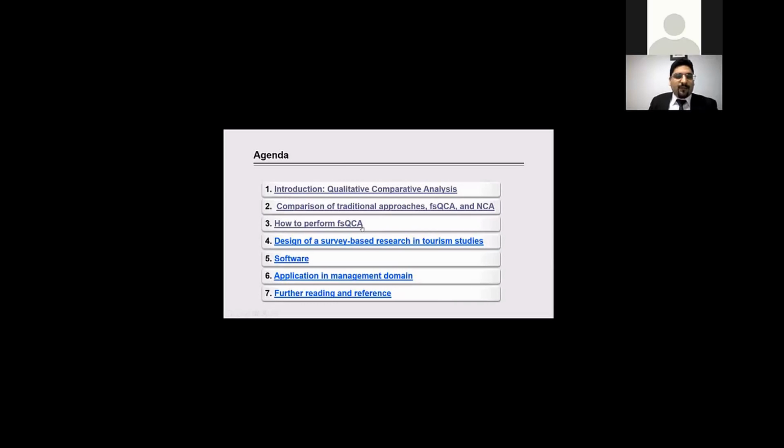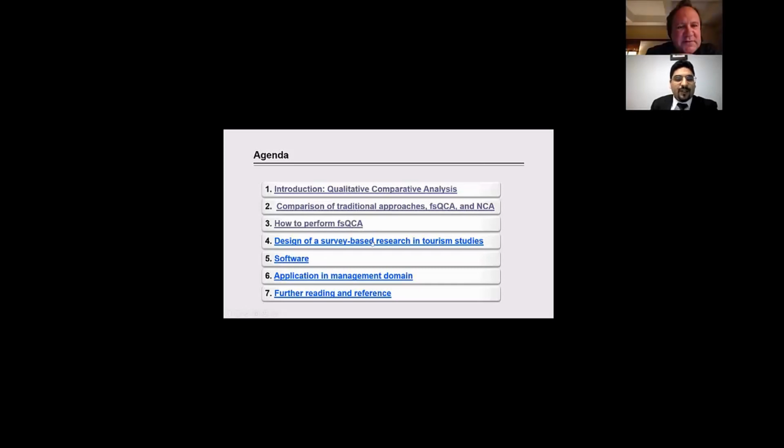So I explained what the 3 steps of the fsQCA are, which are calibration, a fuzzy truth table algorithm, and counterfactual analysis using coverage and consistency.